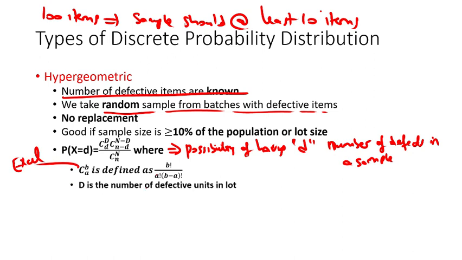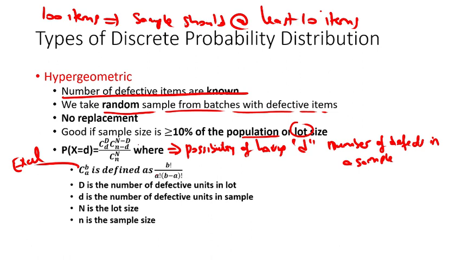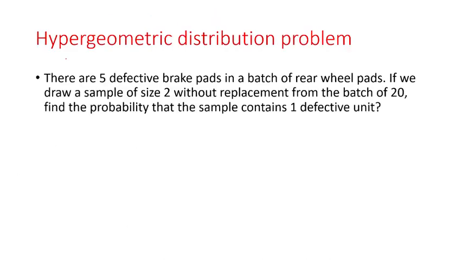D is the number of defective units in the lot. How many defective units do I have in the lot? d is the number of defective units in the sample. N is the lot size. Lot means the population; as I said, lot and population are the same. n is the sample size. Okay, let's now solve a problem and then you can see how it works.